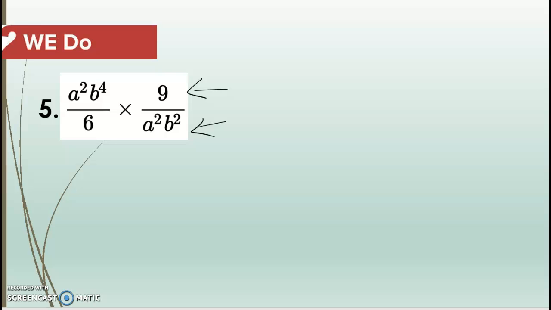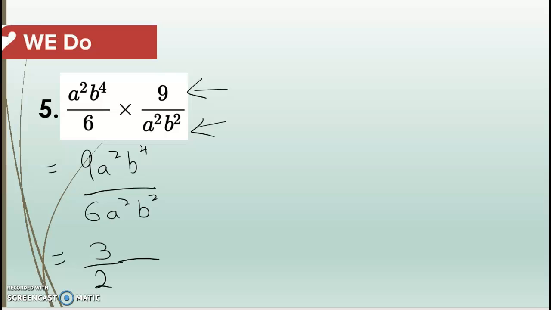So you could follow our previous process and it would go like this. 9a squared b^4, combining the tops. 6a squared b squared, combining the bottoms, then you'd cancel. 9 over 6 gives you, as a fraction, 3 over 2. Simplified. The a's cancel. 2 of the b's go from the top and 2 from the bottom. So it leaves me b squared on the top. There's my final answer.